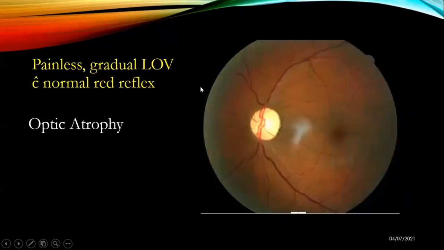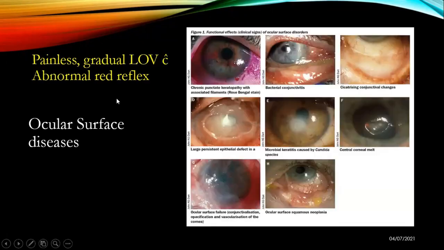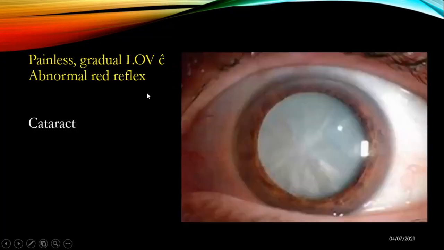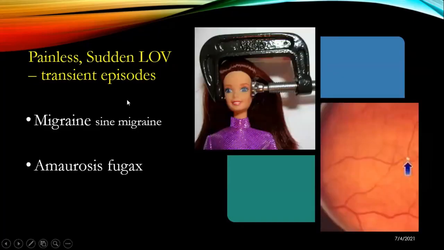And another cause is optic atrophy, gradual pale loss of vision. And the other things like ocular surface diseases, there's a whole lot of ocular surface diseases. So this can be diagnosed just by a torch examination onto the cornea, if you see a clear cornea, or whether there's anything on the cornea. And the other reason is cataract, as I said earlier.